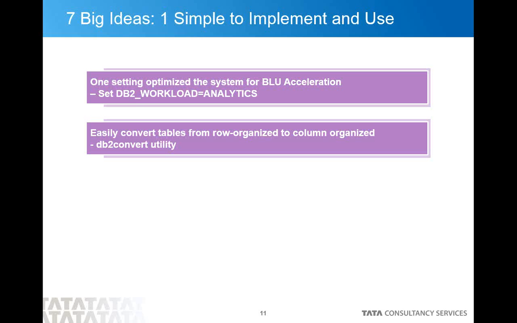And if you want to know what are the tables which we should convert in order to gain some performance, we can make use of an Optim tool known as Optim Query Workload Tuner. It will help us to identify the tables which can be converted to column organized tables, and also it will tell us the percentage of performance that we can improve after converting it to column organized tables.